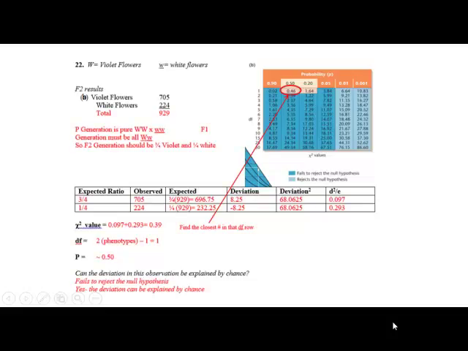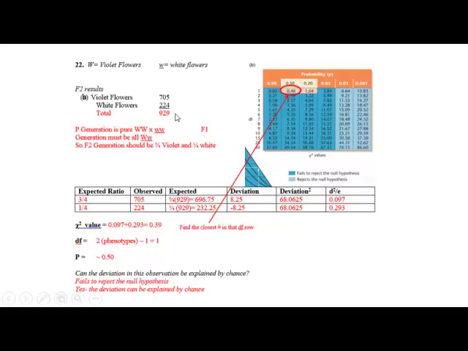On page 63, problem number 22, part B, we're looking at violet flowers versus white flowers. Violet flowers are dominant to white flowers. In this example, they tell us that you get 705 violet flowers and 224 white flowers, and we're trying to determine, are these results close enough to the expected ratio?